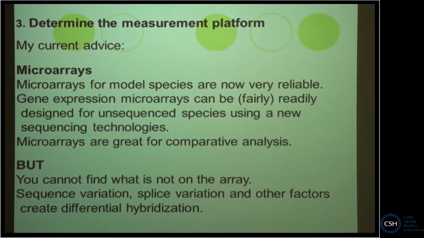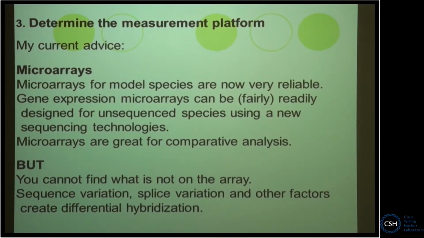It's easy to design them for new species. You do a couple of lanes of sequencing of the transcriptome de novo, and then you send it out to one of the commercial places, and they'll print up a microarray. I've done this for several species. Even back in about 2005, we got really good arrays.